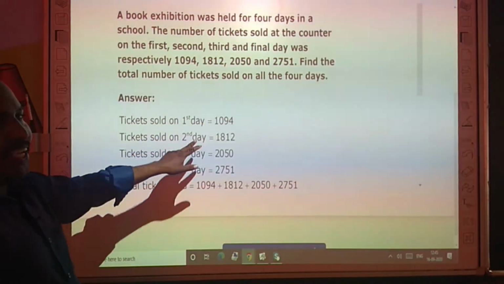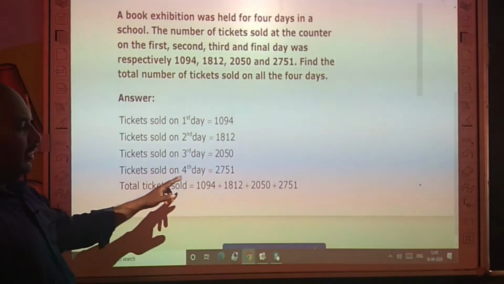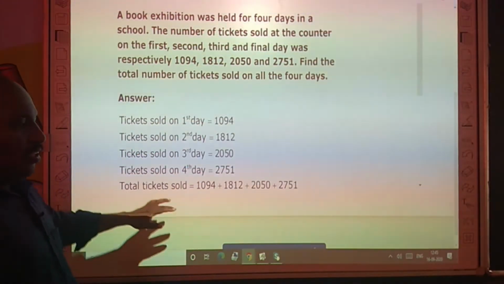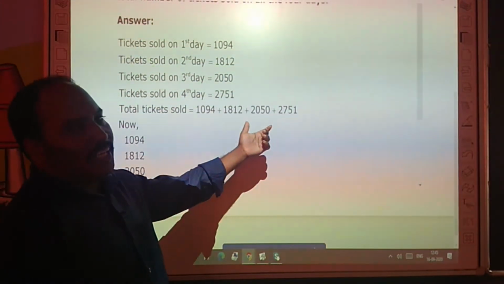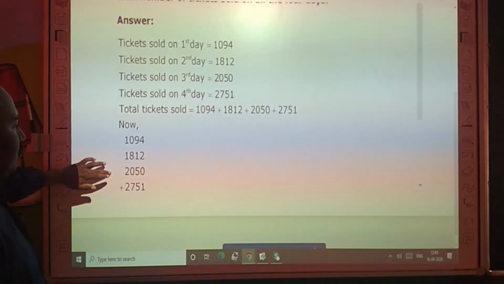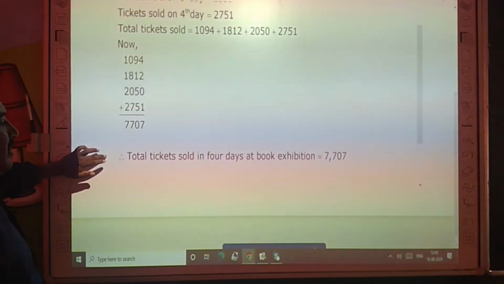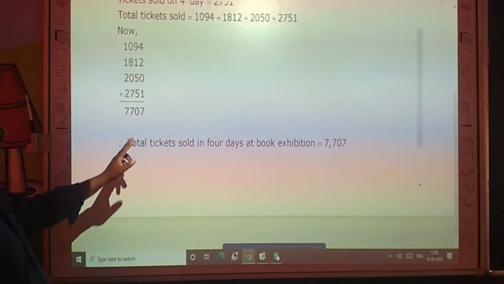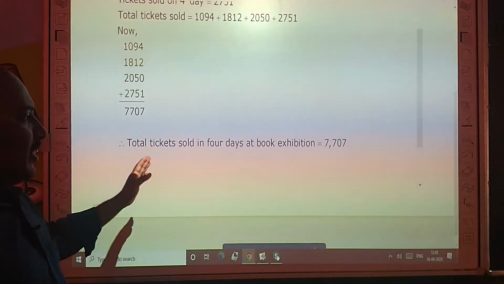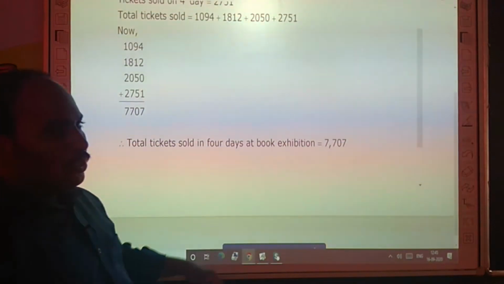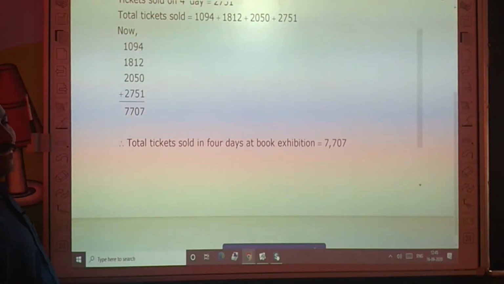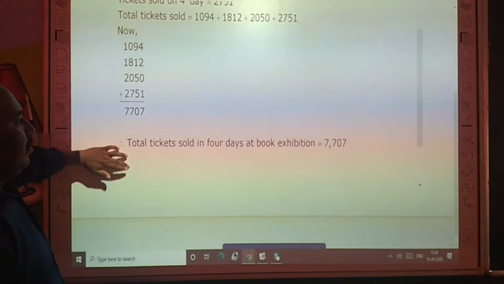Tickets sold on the first day, second day, third day, fourth day. So we add the 4 days. Our answer is 7,707. Total tickets sold on 4 days at the book exhibition is equal to 7,707.